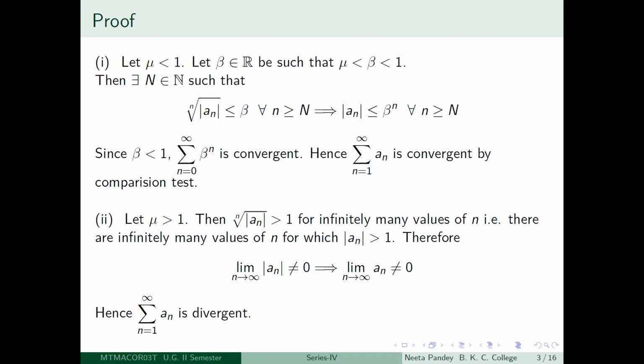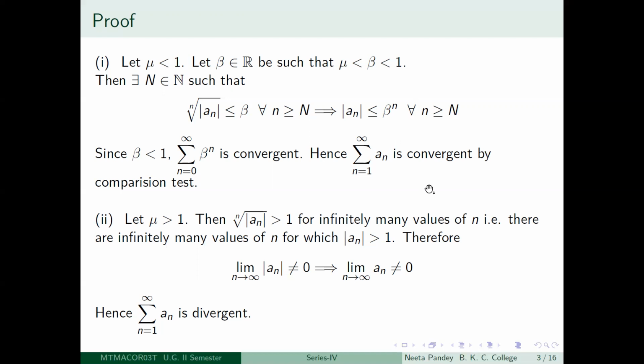And what do you know about the series summation n equal to 0 to infinity beta to the power n? This series is convergent because beta is less than 1. This is just the geometric series, right? If you want to be very careful, I have discussed this during the comparison test, so I don't need to stress it so much here, that even if it happens after a certain term, this implies that summation n equal to 1 to infinity an is convergent, right? Because it is being dominated by a convergent series, therefore it will be convergent.